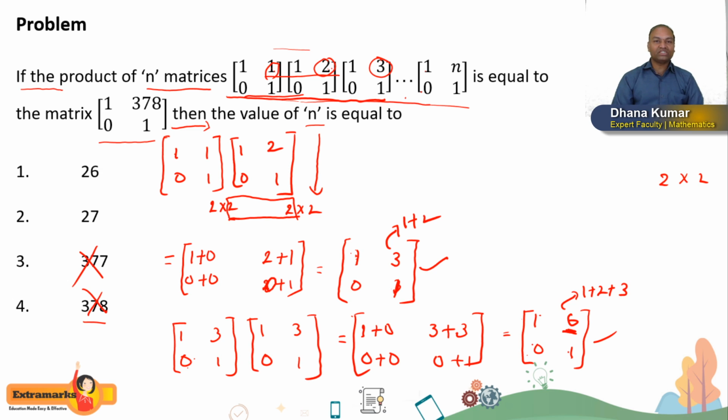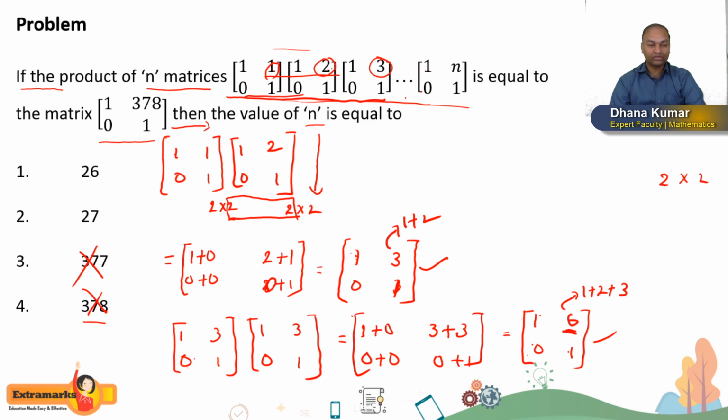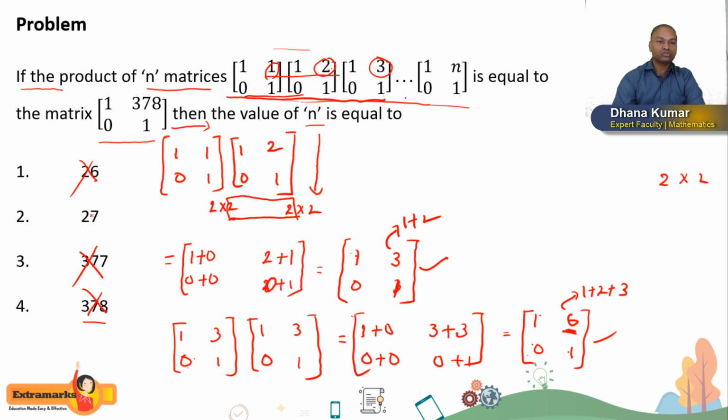In these two, which one is correct? Suppose if you are taking the first option, what will happen? n is equal to 26. Fine. n plus 1 will be what? 27. Product, no need to multiply completely also. 7 sixes are how much? 42. Units place digit 2. But here it is 6. Both are different. So this option is also wrong. So the correct answer is 27.